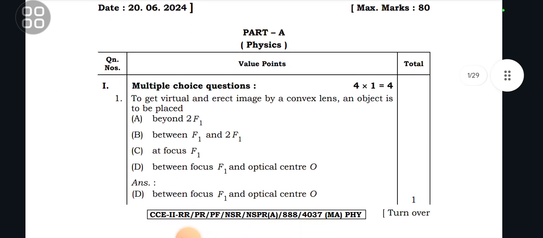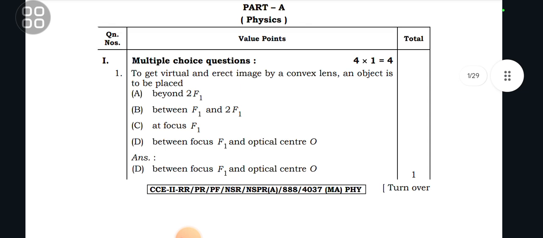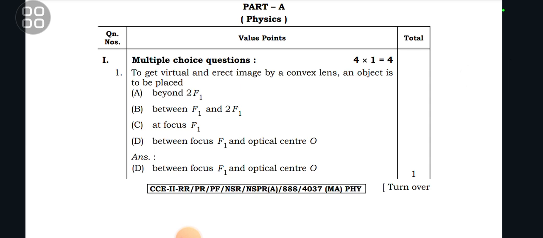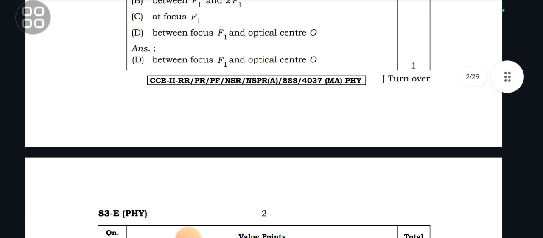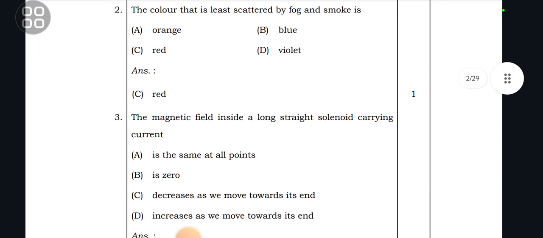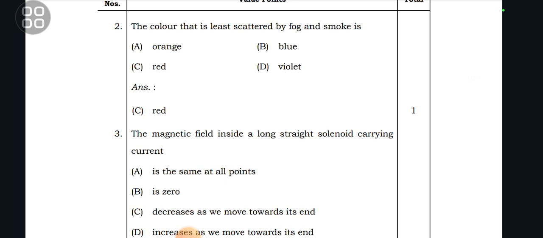To get a virtual and erect image by a convex lens, an object is to be placed. The correct answer will be answer number 4, that is D, between focus F1 and optical center O. Option D is the correct answer. Coming to the second question, the color that is least scattered by fog and smoke is red. The red color is least scattered in smoke or fog.